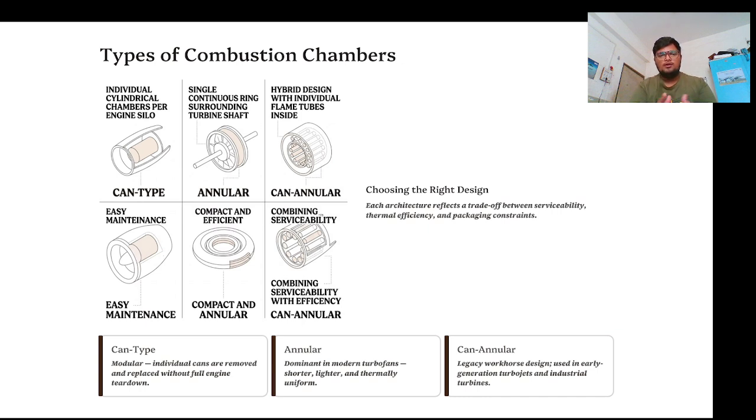Then came the annular combustion chamber, which is a continuous ring type of combustion chamber surrounded around a turbine shaft. This is also common in some aircraft nowadays. But the most used design nowadays is the cannular type of combustion chamber, which is a hybrid design with individual flame tubes. It is a hybrid of can type and annular type of combustion chamber, and it is now very efficient and the most used type of combustion chamber.